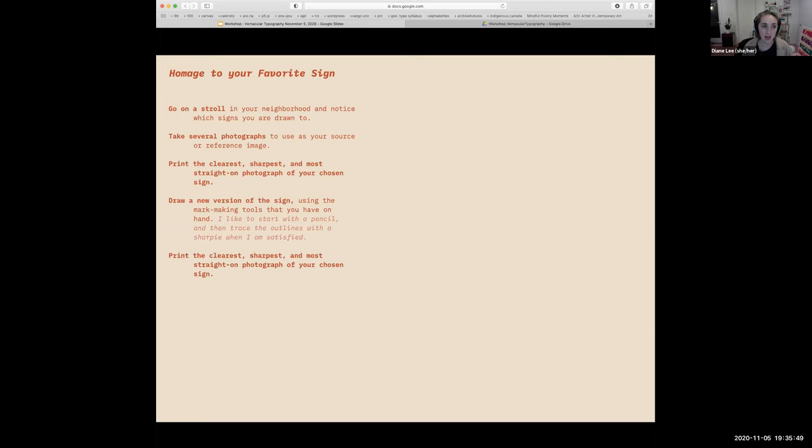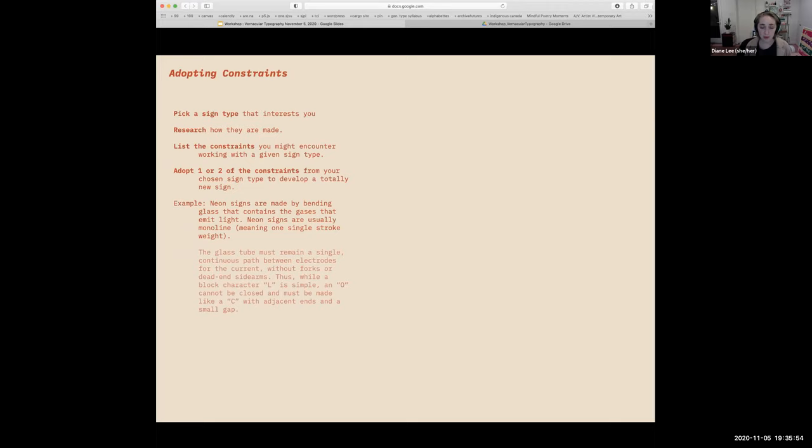And lastly, this one will require a little bit more from you, but I think this is still a pretty interesting example, an interesting prompt. So I think that adopting the constraints of a particular sign type might be an interesting way to come up with new ideas for dealing with lettering and typography. So in this prompt, I invite you to pick a sign type that interests you and research how they're made.